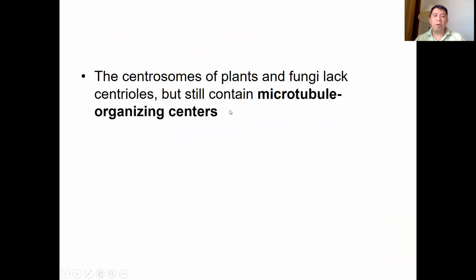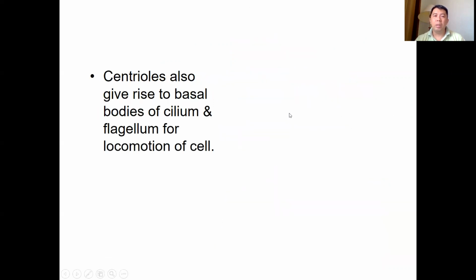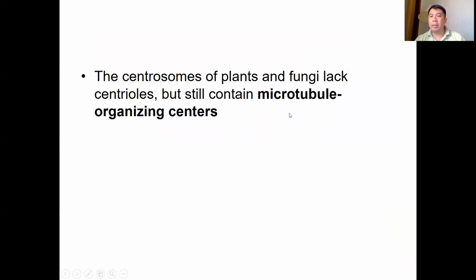The centrosome of plants and fungi lacks centrioles, but they still contain a microtubule organizing center. That's why in plant cells during cell division, you can't see the centriole because they have no centriole, but they are still able to form spindle fibers because they have a microtubule organizing center in the centrosome.